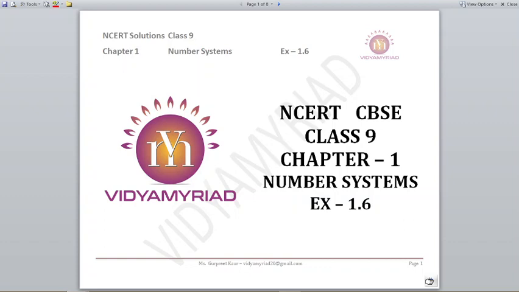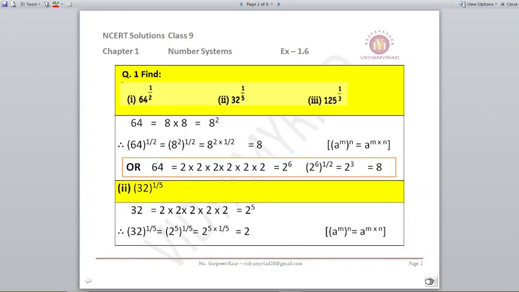This video is made for class 9, chapter number 1, Number Systems, and today we are going to begin with exercise 1.6. Now this exercise is based on exponents and powers. You can see the videos which have already been uploaded on exponents and understand the concepts, so you will find it very easy to do this exercise.